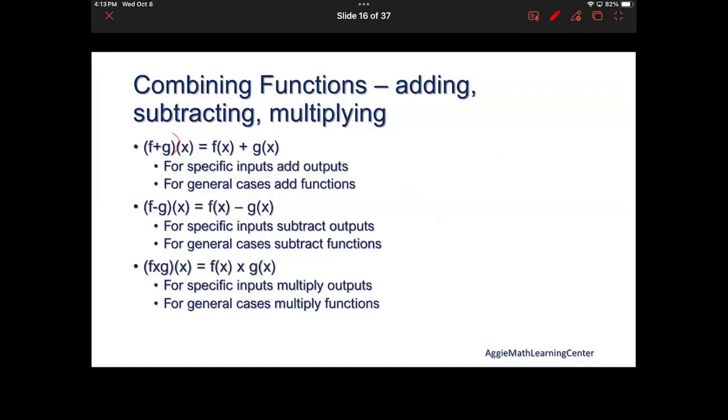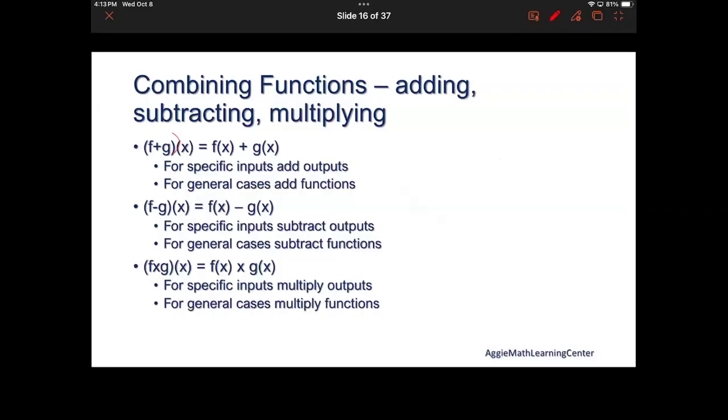Same deal with the subtraction. I can think that I have a new function that is incredibly related to the old functions, but is a new thing, the function f minus g with inputs of x, or I can think of it as I have the function f of x and the function g of x, and to evaluate f minus g of 3, I could evaluate it as f of 3 minus g of 3.